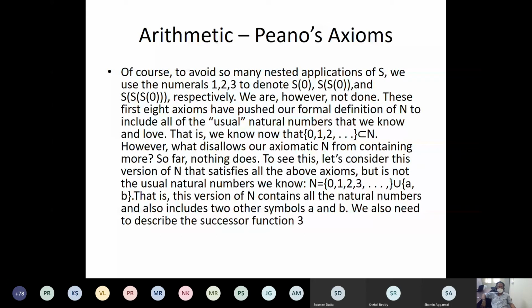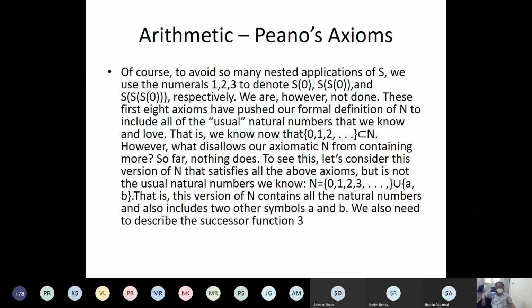We are, however, not done. These first 8 axioms have pushed our formal definition of n to include all of the usual natural numbers that we know and love. That is, we know now that 0, 1, 2, etc. is a subset of n. We have not proved its equality. We have proved that 0, 1, 2 must be there. So 0, 1, 2, etc. is a subset of n.